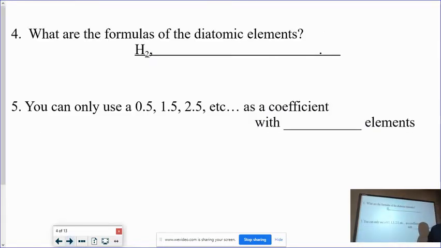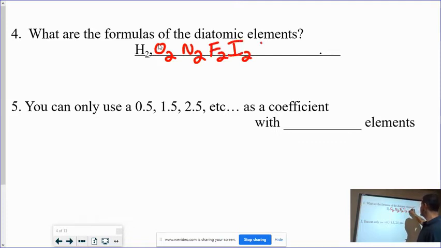Now let's go over the diatomic elements. The diatomic elements are found right on your periodic table. They're darkened in right here. They make a little 7. So we've got H2, O2, N2, F2, I2, Cl2. We got 6 of them there. What am I missing? Br2. All right. So those are the diatomic elements.